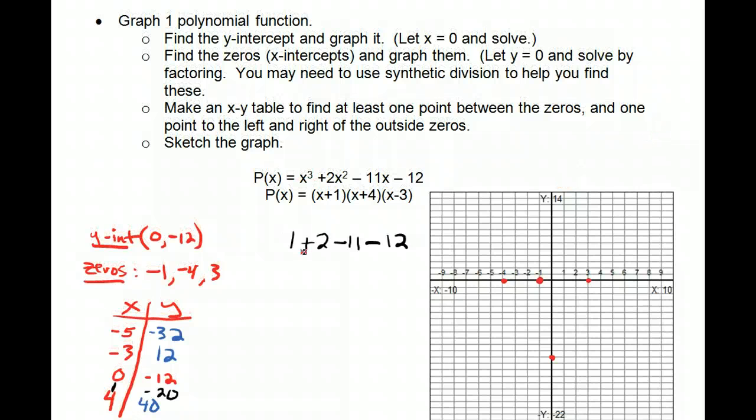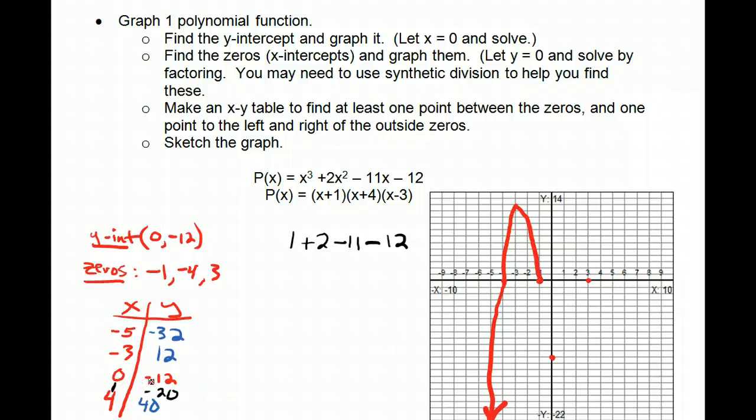Alright, now when I draw my graph, first of all I need (negative 5, negative 32). So negative 32 is already off my graph. So that tells me that this particular part of my graph is really pretty steep. Now, in between the negative 4 and the negative 1, I've got the point (negative 3, 12). So 1, 2, 3, 4, 5, 6, 7, 8, 9, 10, 11, 12. That's my point right there. So I need to go up to that point and then come back down.